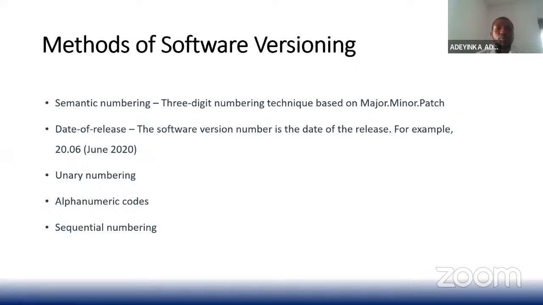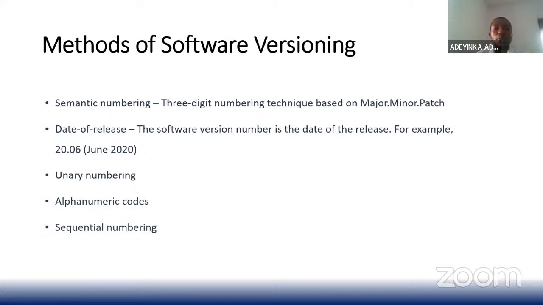So yes, like I said earlier, versioning is not a new concept, and there are a lot of different ways by which versioning is being done. The first one here is the semantic numbering. This is the method widely used in software development. Then we have the date of release. Then we have unary numbering, alphanumeric code, and a sequential numbering system.